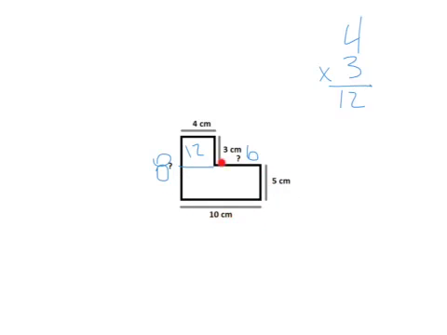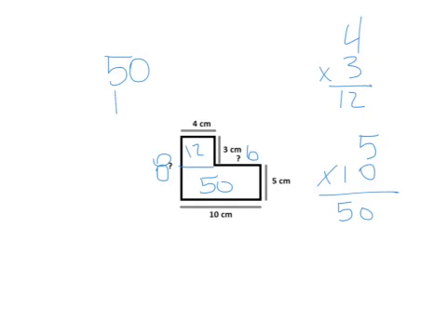This rectangle has side lengths of 5 and 10, and 5 times 10 is 50. We're going to add those two together, and you'll have 50 plus 12 equals 62. So our entire area of the L shape is 62.